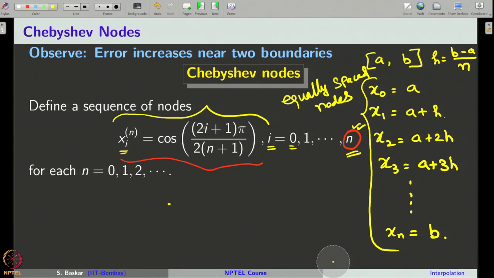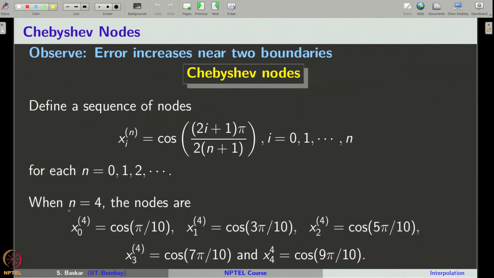For each i, you have cos((2i plus 1) pi divided by 2n plus 1), where n is what we have taken here. So, this is how the Chebyshev nodes are defined. For instance, if you take n equal to 4, then you need to generate 5 node points, and these are denoted by x_0^(4) and so on, and they are given by cos(pi by 10). That is, first you are taking i equal to 0 here. Therefore, it is cos(pi divided by 10) because n is equal to 4, right? Similarly, x_1^(4) is obtained by taking i equal to 1, and that is given by cos(3 pi by 10) and so on.